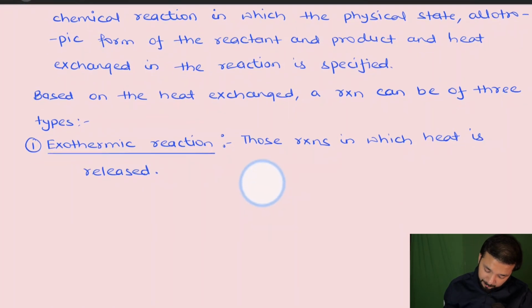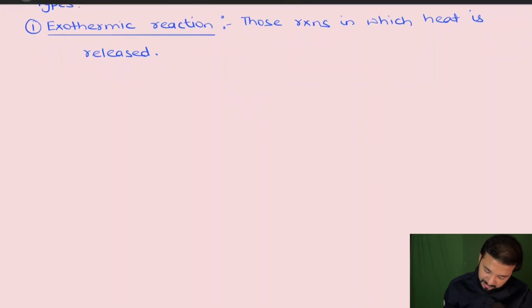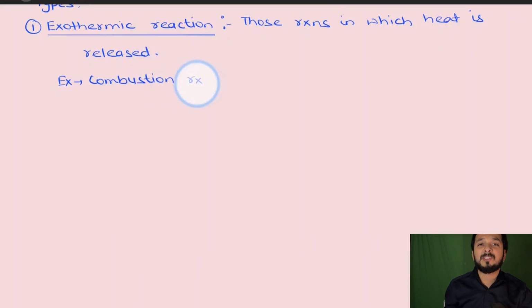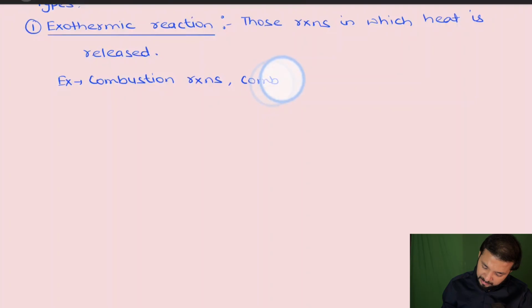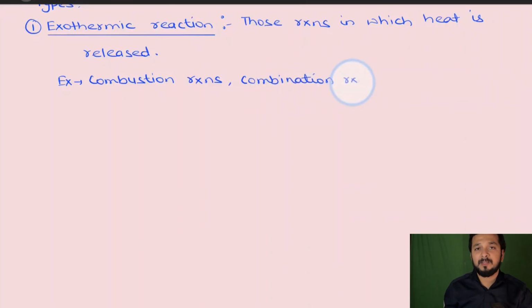We can take an example. Examples can be combustion reactions. All combustion reactions are exothermic reactions. Then combination reactions. Combination reactions can also be exothermic reactions.